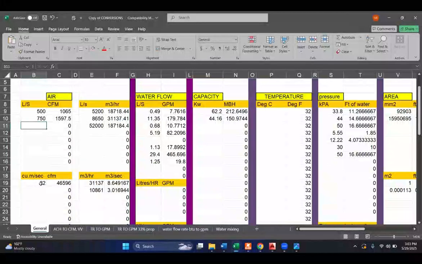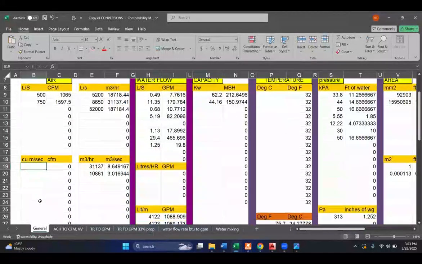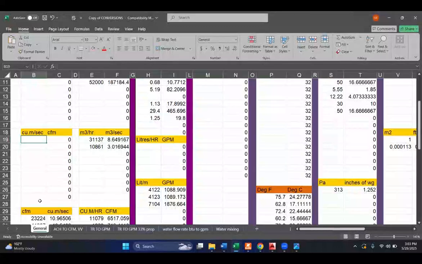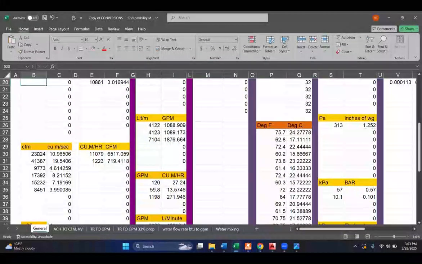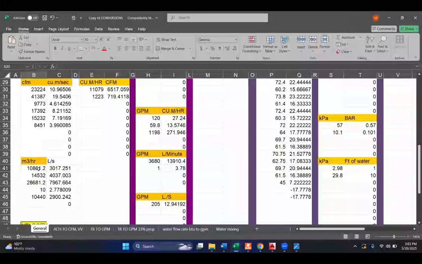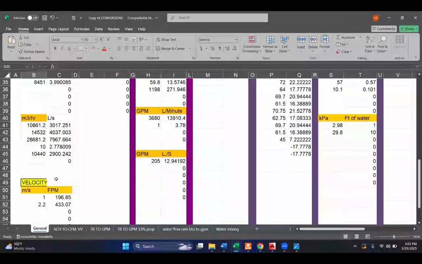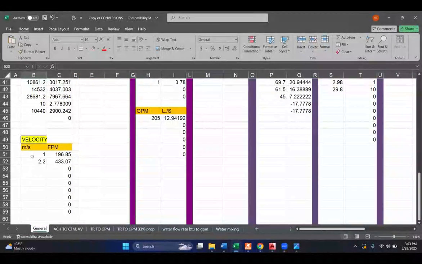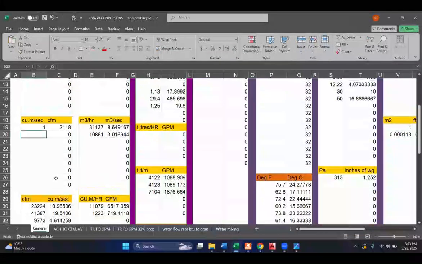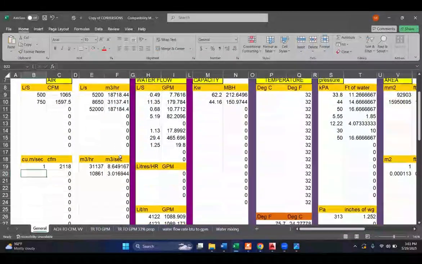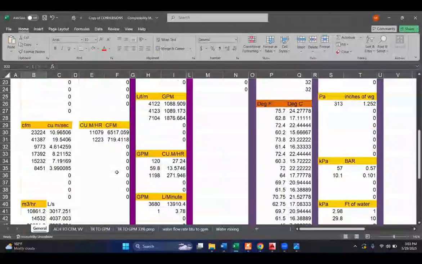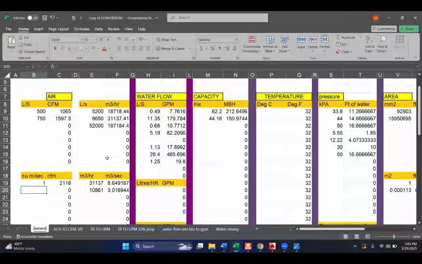If we have cubic meter per second of airflow and we want to convert it into CFM, we can convert it here. Then we have CFM to cubic meter per second conversion, and then we have the cubic meter per hour to liters per second. We have velocity converter from meter per second to FPM. The other units also, liter per second to cubic meter per hour to cubic meter per second, and so on. These are very useful conversions which we use day to day as a mechanical HVAC engineer.